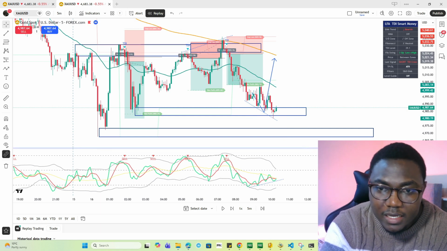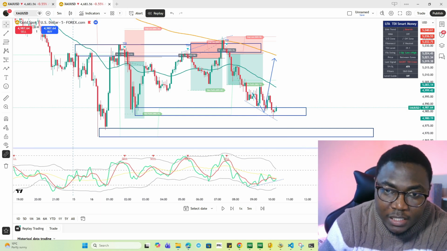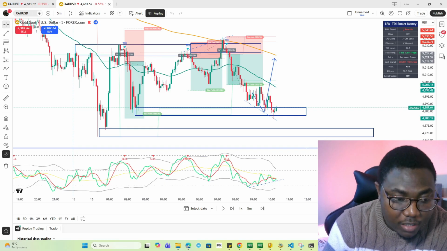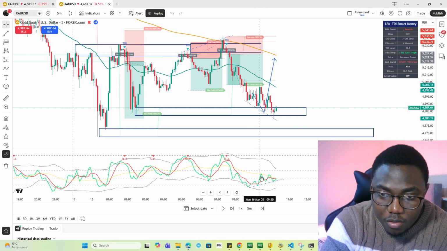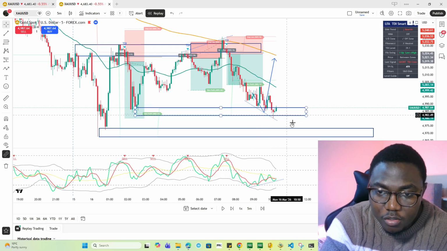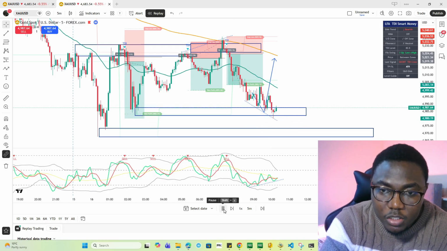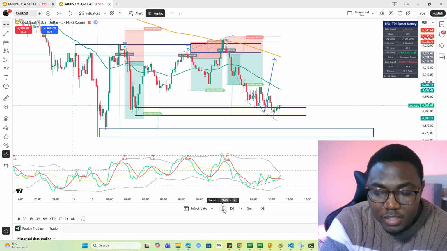Okay, so certainly the divergence is happening, but not in a very clear way that everybody will know that something is happening. But if you get what I mean, you can see the low is getting higher here, while the low is getting lower. When you see something like this, make sure you wait for the signal that will trigger you into the market.